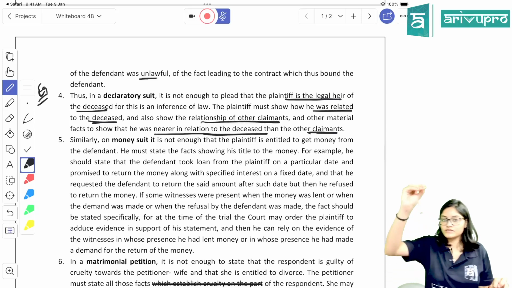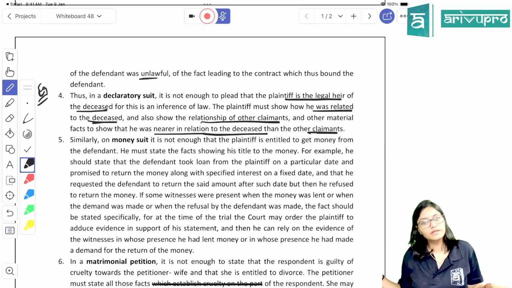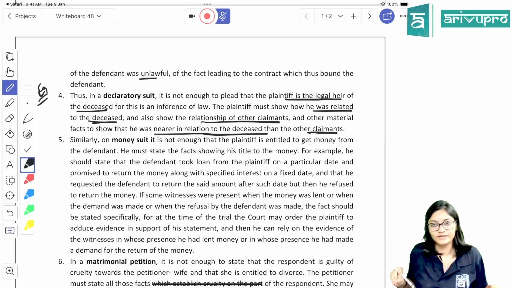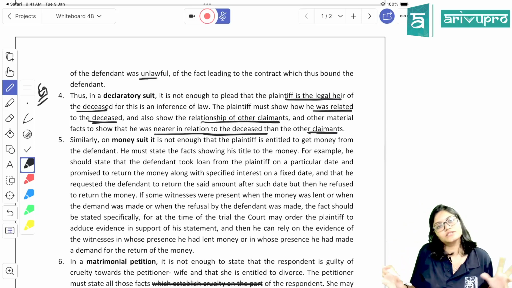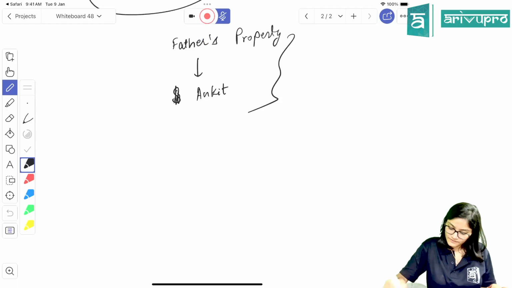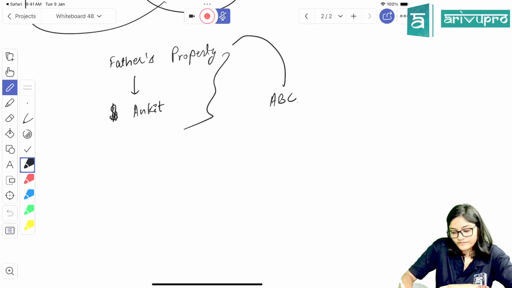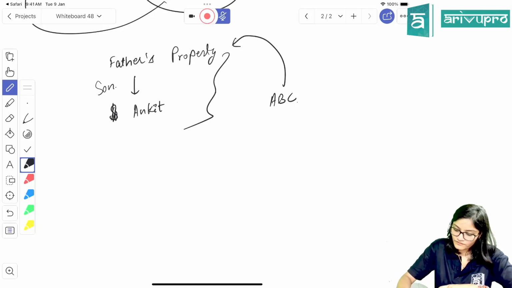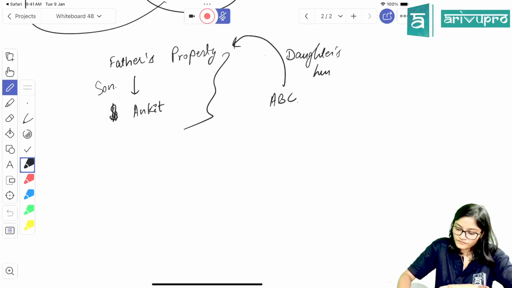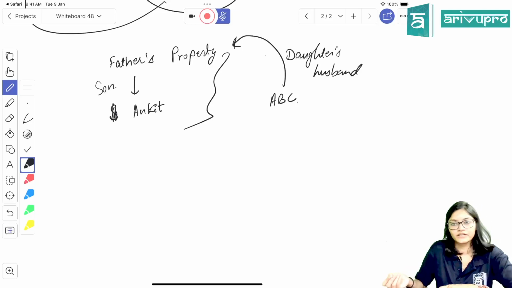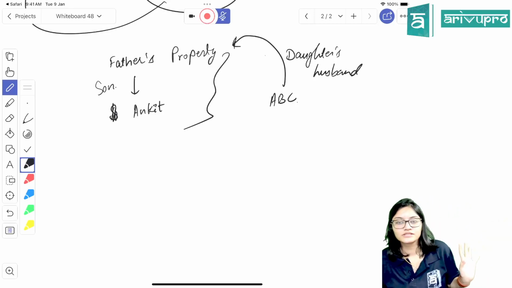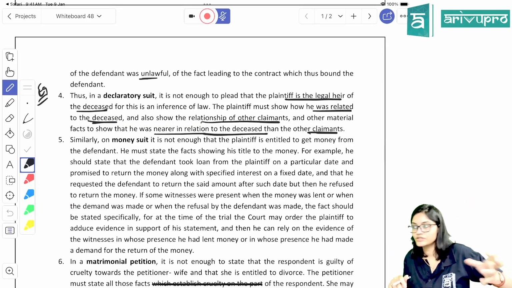Ankit will tell that, see, this is my father. Right? ABC is also claiming. ABC is related. How is he related? Right? So what is the relation of ABC? Let us say ABC is here. Here ABC is also claiming. Right? So ABC is, this is son. ABC is, let us say, daughter's husband, or you can write it down as brother-in-law. Right? So you just explain the relations. That's it. That is your declaratory suit. In the declaratory suit, this is how you will do it.